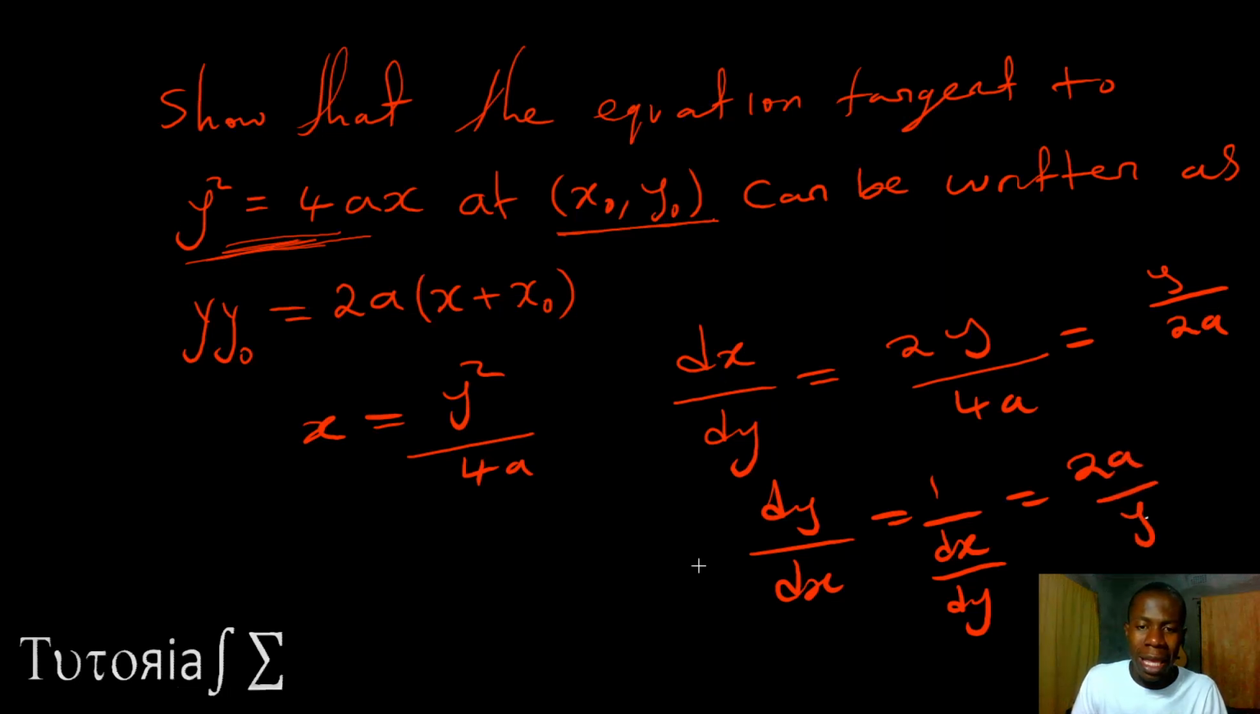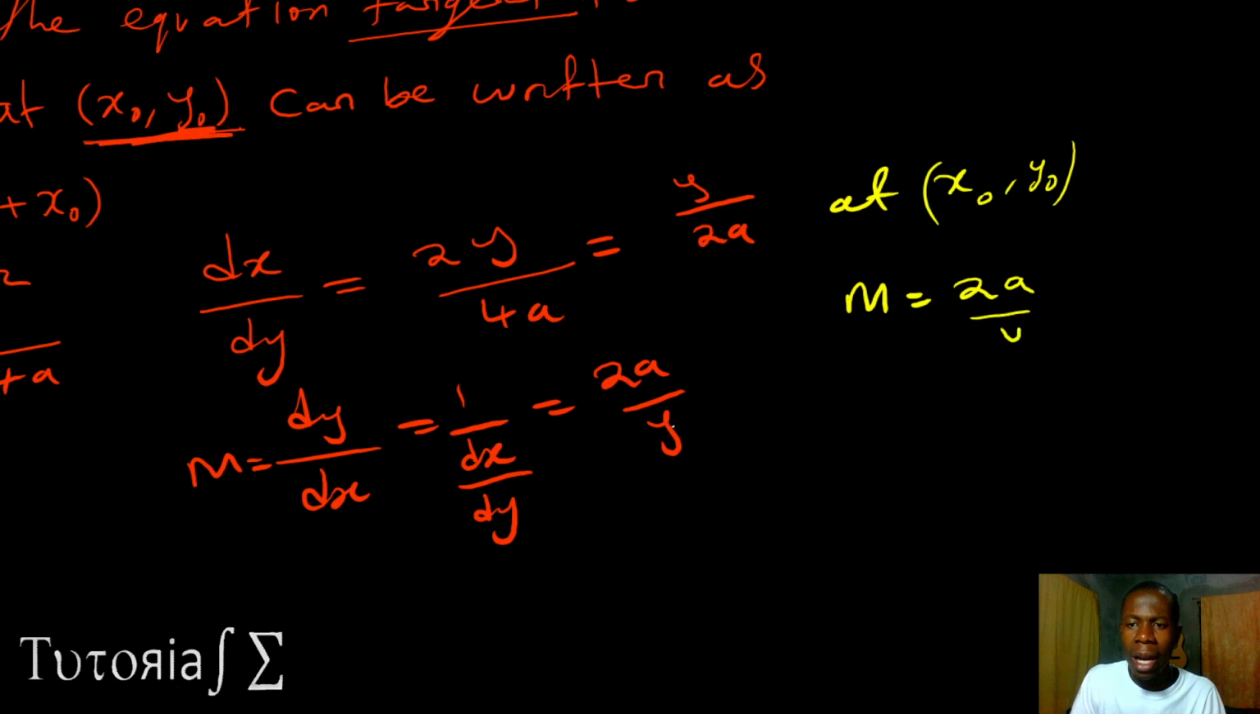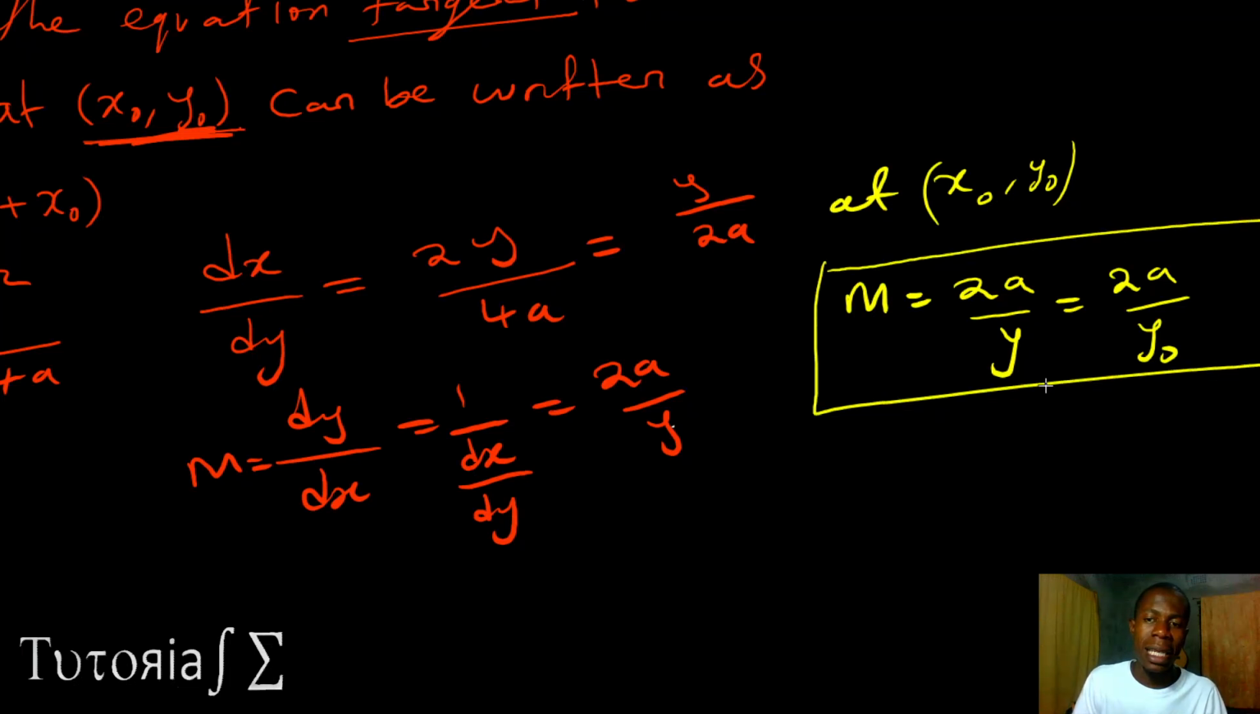Okay, so now this is the gradient of the tangent. Now we need to replace in the coordinates at the point where the tangent will be. So this tangent is at x naught, y naught. So at x naught, y naught, the gradient m, which equals 2a over y, will be equal to 2a over y naught. So this is the gradient of the tangent. Okay, so this will just be simplification otherwise.